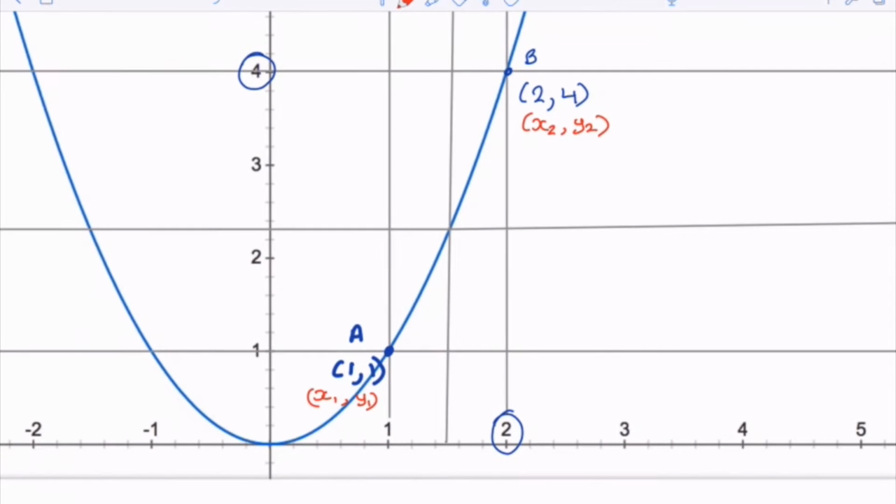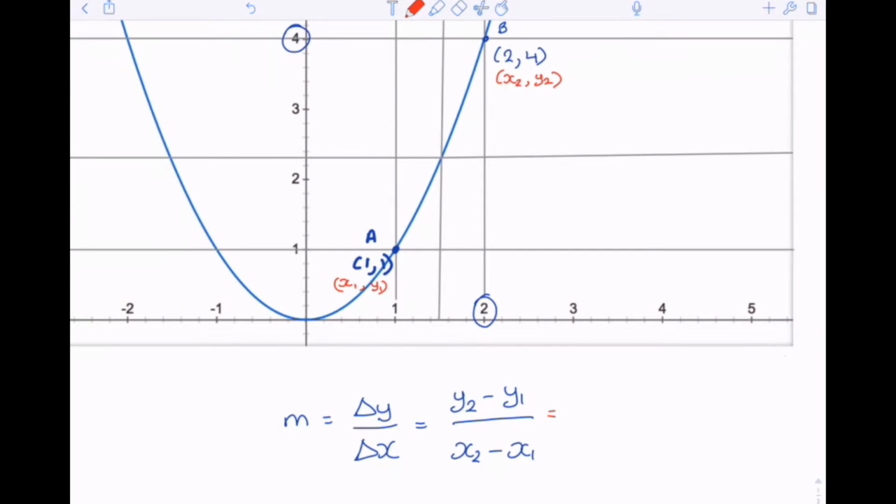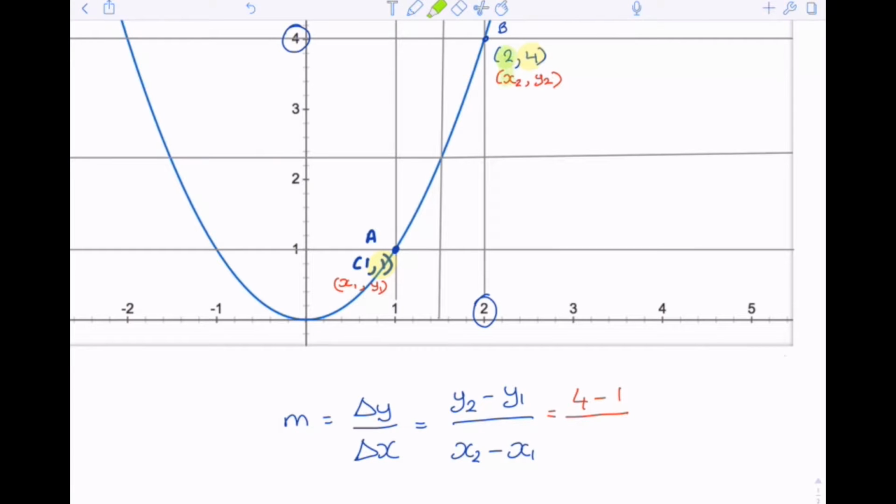Now, the gradient would be y2, which is 4, take away y1, which is 1, over x2, which is 2, take away x1, which is 1. Okay, which gives us 3 on 1, which gives us a gradient of 3.